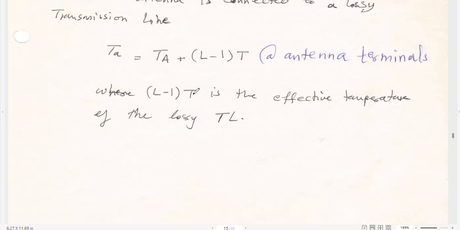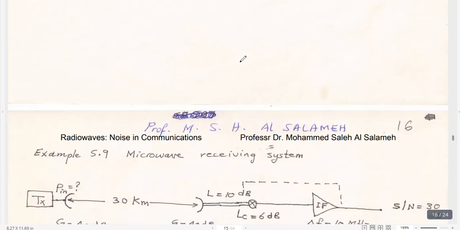Here, if the antenna is connected to a transmission line, we simply add the equivalent noise temperature of the antenna and the equivalent noise temperature of the transmission line at the input, because we said it was L minus 1 times T naught. L is the loss of the transmission line.